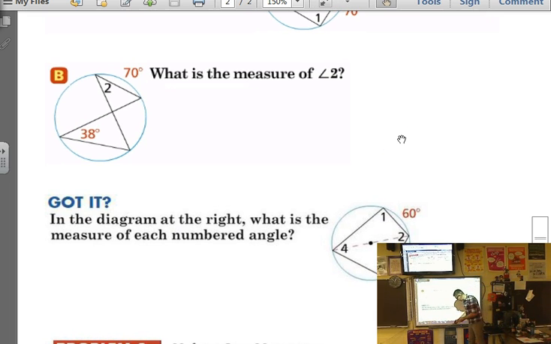So what would be the measure of angle 2? Scarlett, what do you think? What would be the measure of angle 2?